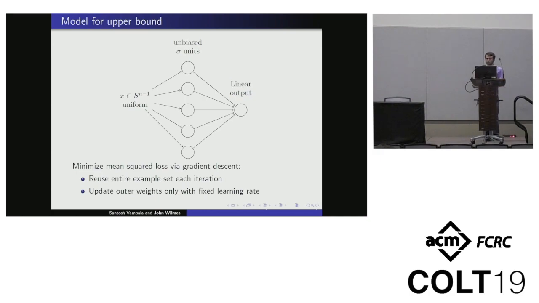In this particular form of gradient descent, we're going to be reusing the entire example set in each iteration, and we update only the outer weights using a fixed learning rate. So updating only the outer weights using gradient descent transforms this into a convex problem. The convexity is not really important for the analysis, but we don't need to update the hidden layer weights because it already meets the lower bound in this setting for learning the polynomials that we care about. So this is just the simplest setting in which we can display the proof techniques that I want to show you.